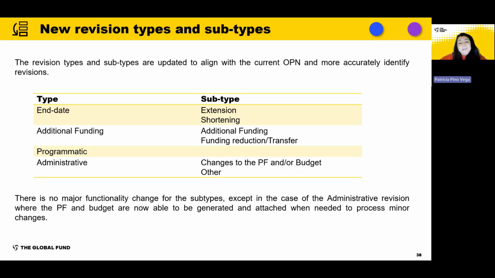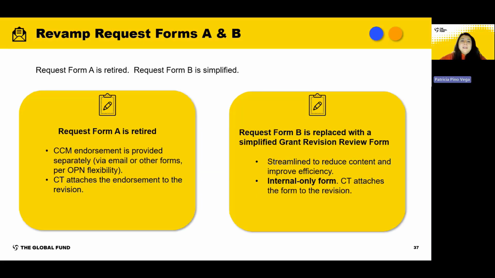For the CT, just for your awareness, before we go into the next slide, request form B is now a pre-populated form that has been made shorter to reduce the content, improve a bit of the efficiency, and also lessen the burden on them of filling that out.